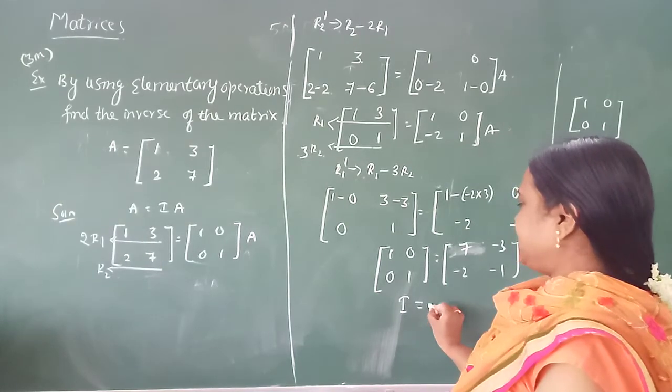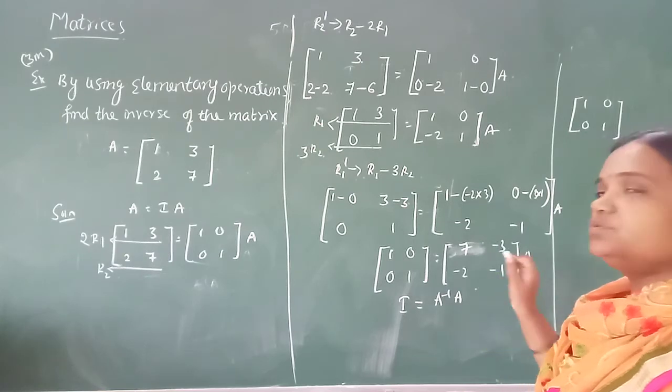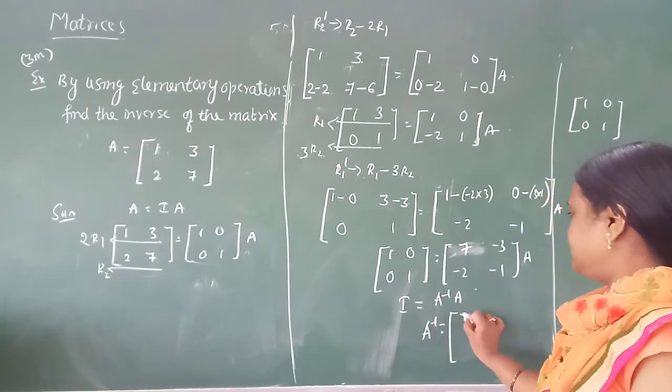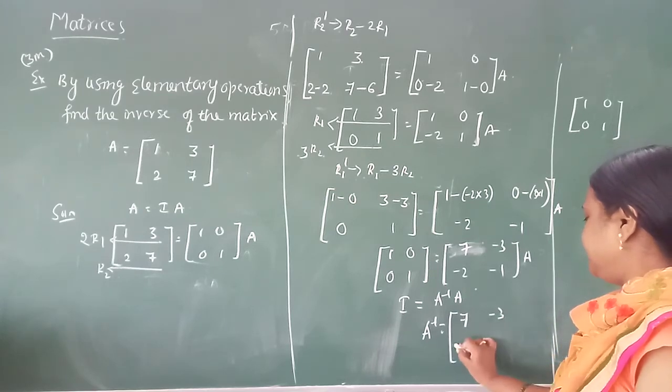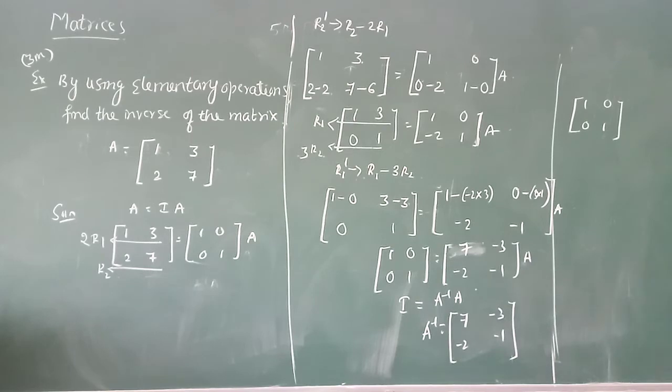This is the identity matrix, that is A inverse into A. Therefore, our A inverse is what here? 7, minus 3, minus 2, minus 1. In this form, we can calculate. Okay.